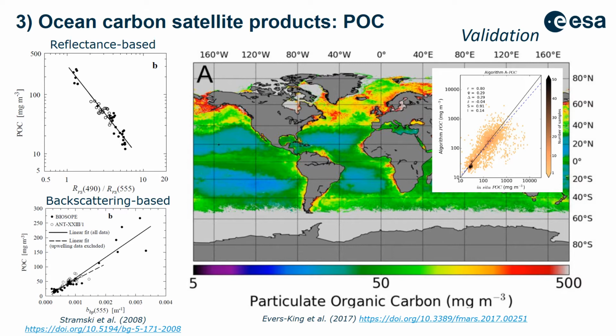Now, owing to the large POC data sets we have in the ocean, it's been quite a well-validated product now, and actually the validation has suggested that we can retrieve particulate organic carbon in the ocean with a similar accuracy and precision to our chlorophyll A retrievals. So it's one of the carbon products we're a little bit more confident in from space.